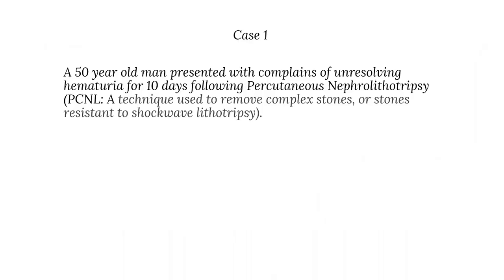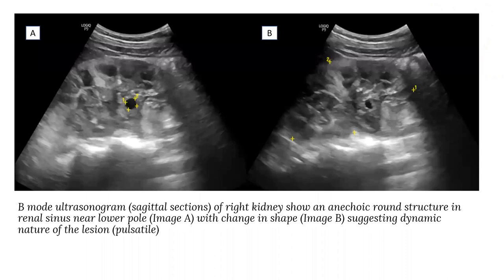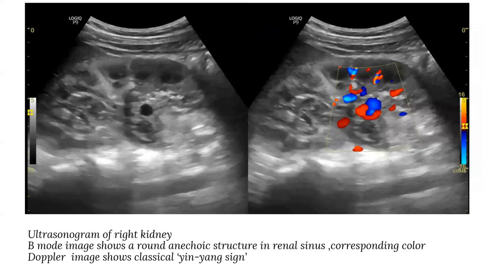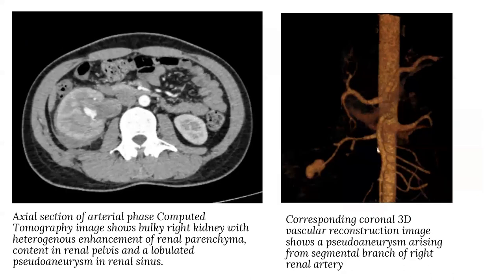This is case one of a 50-year-old man who presented with complaints of unresolving hematuria for 10 days following PCNL. His B-mode ultrasonogram of the right kidney shows an anechoic round structure in the renal sinus near the lower pole, and there was dynamic change in the shape of the lesion, which shows the pulsatile nature of the lesion. The corresponding color Doppler image shows the yin yang sign, which is classical of pseudoaneurysm.